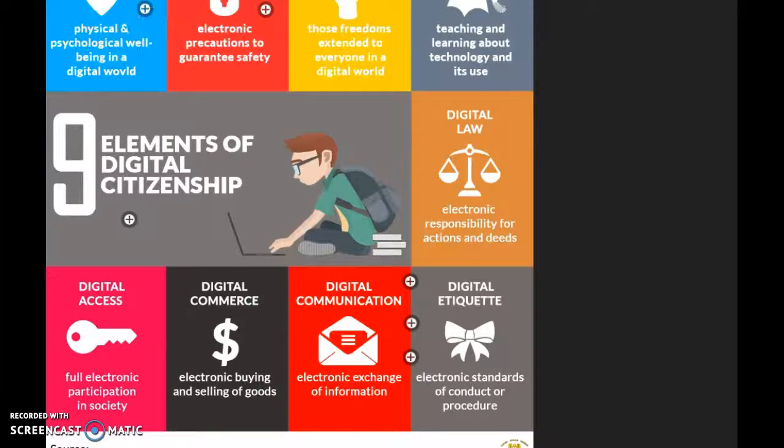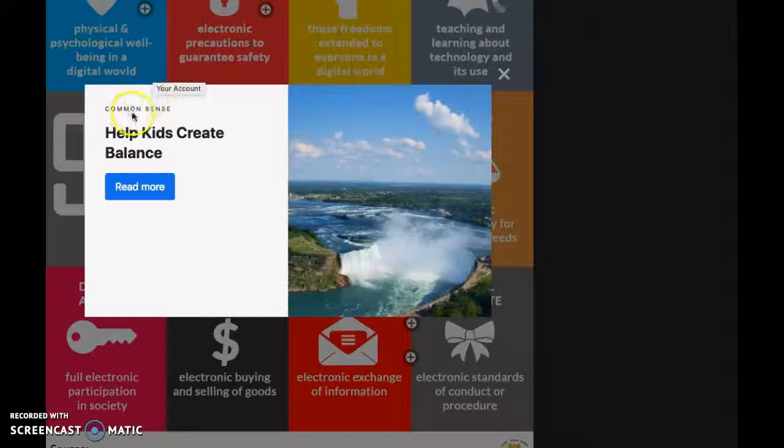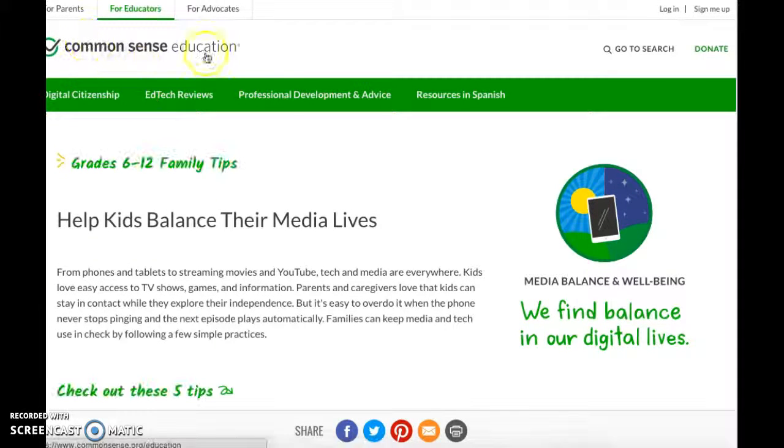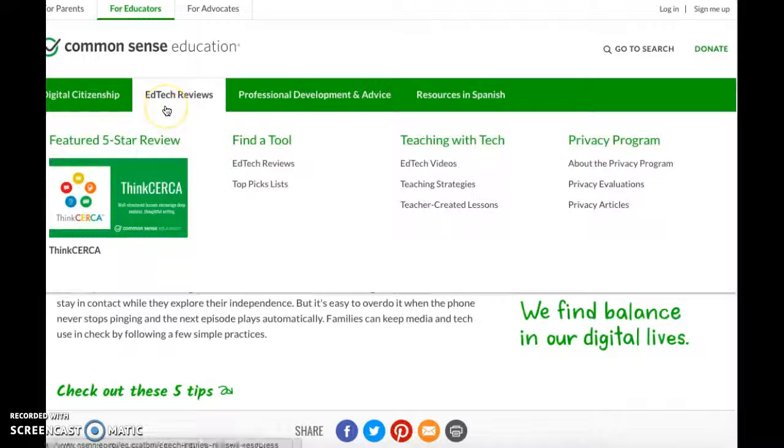The first aspect I'm going to talk about is digital health and wellness. This is physical and psychological well-being in our digital world. The resource I have included is from Common Sense, and it says help kids create balance. If you click read more, it'll bring you to this site by Common Sense Education that has an amazing amount of tools for parents and educators.